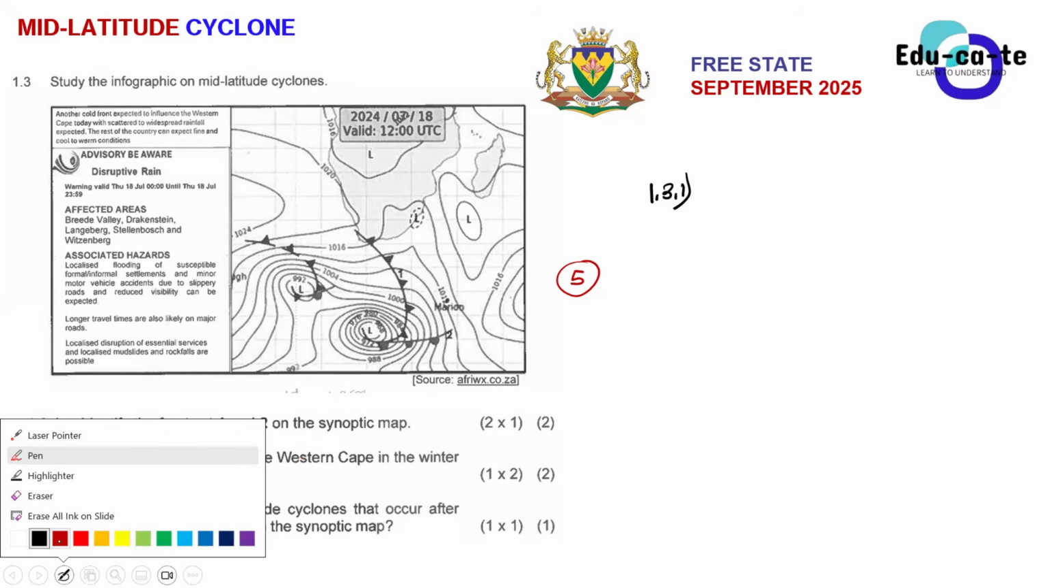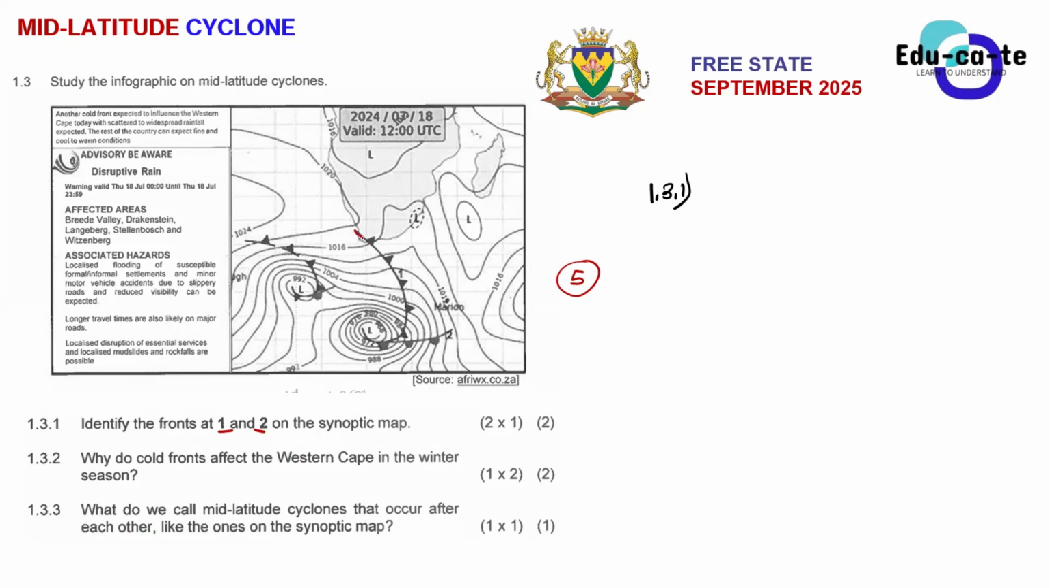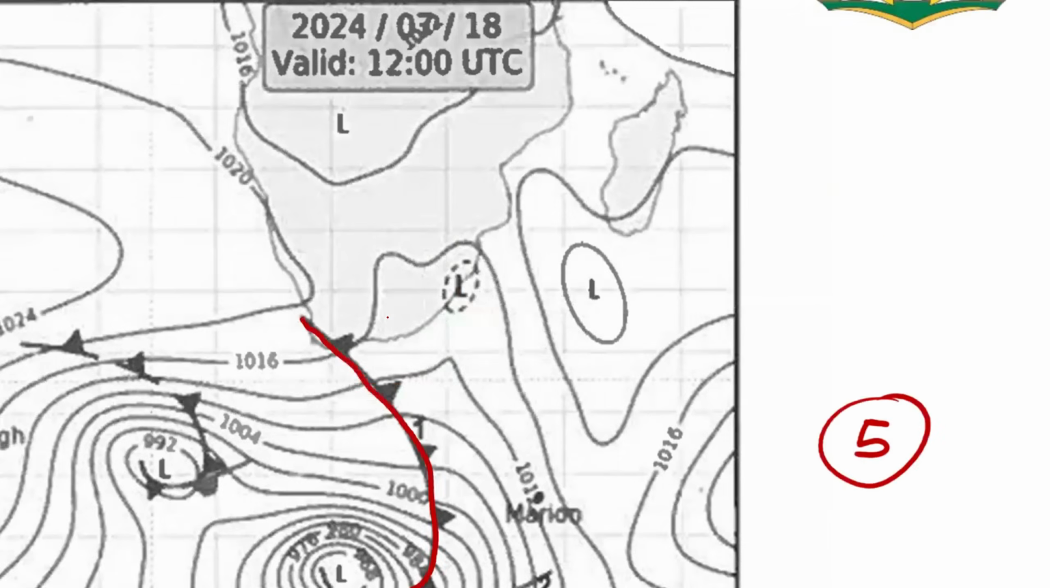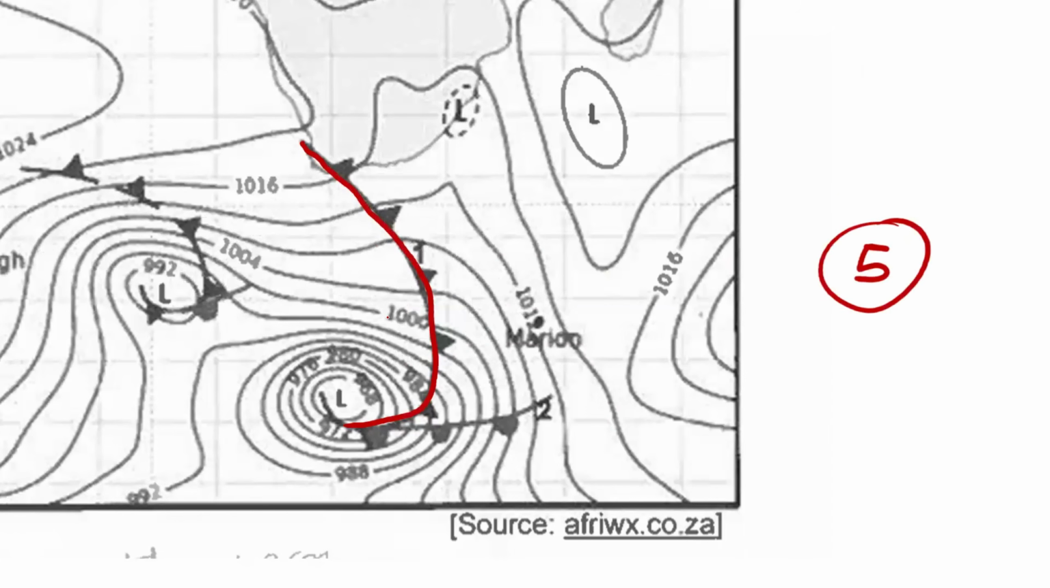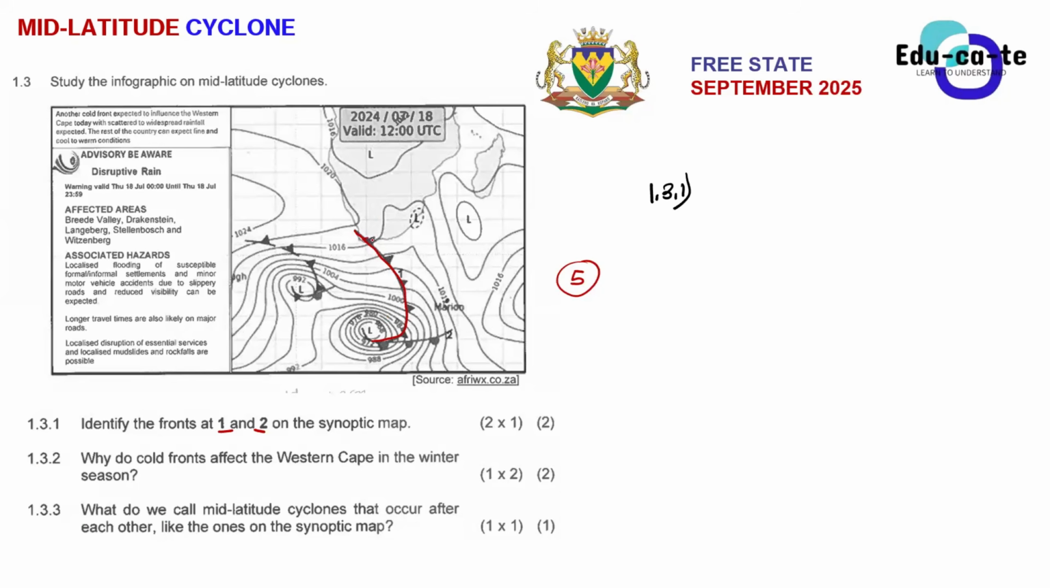Do you see front number 1? Yes, sir. So this one, which I'm highlighting in red, I don't know if it's so visible, but I will zoom it in so that you guys can see. You can see that this is a front that has got these spikes, these triangular shapes. So we say that it's a what? It's a cold front. So when you write here, you have to write: 1 is a cold front. Most of you did good on this one. It was pretty simple. And then what about front number 2?